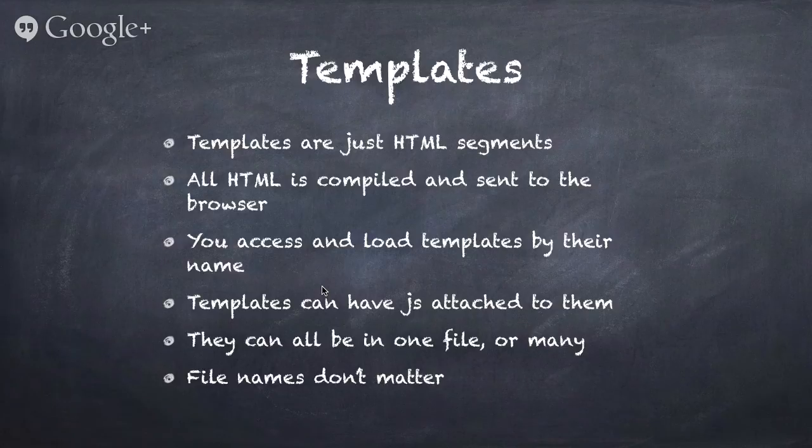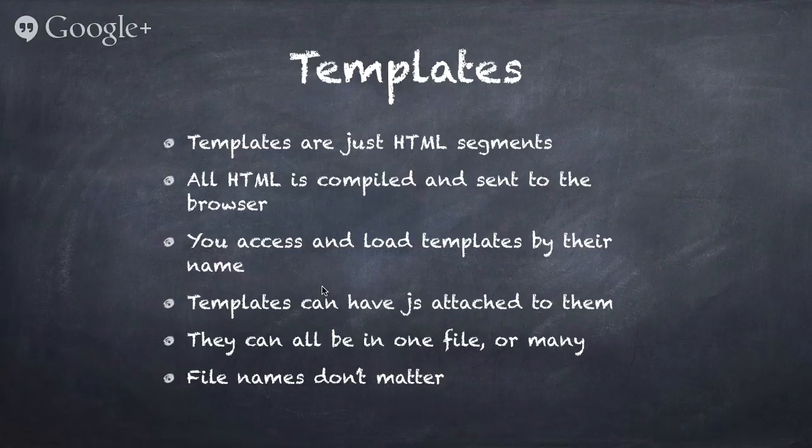You can access and load templates by their names. You open the template tag, name equals your name, some HTML, close the template tag, and then you can use that name throughout. Templates can have JavaScript attached to them. The JavaScript that you write in Meteor is bound to a template scope. You create a template, put some HTML in it, and attach some JavaScript to that specific little HTML tidbit. Very similar to maybe what React is doing right now, or a controller scope in Angular.